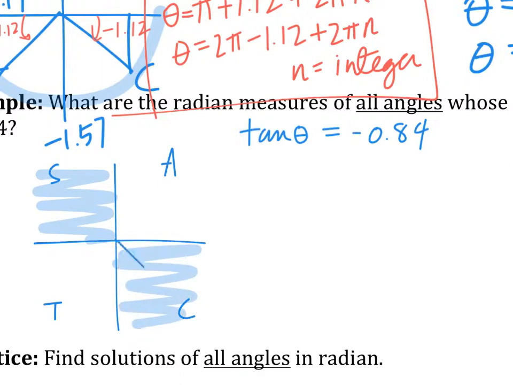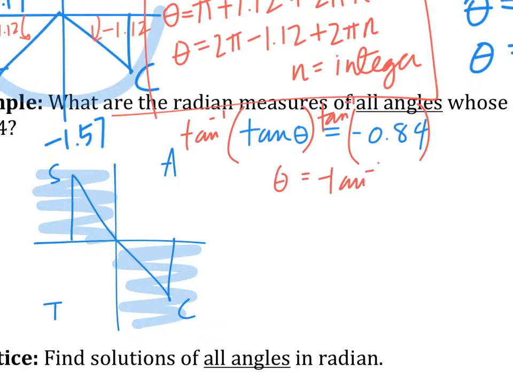Okay, so now what we want to do is draw a representative angle. The angles will always go to the x-axis, okay? Please don't draw it this way. That makes no sense. Only to the x-axis. All right, so let's use our calculator. We are going to try to figure out theta. So we are going to do the inverse on both sides. That gets rid of the tangent. So theta is equal to inverse tangent of negative 0.84. At this time, please double check: do they want radians or degrees? They want radians. So keep your calculator in radian. Your calculator is going to give you one answer.